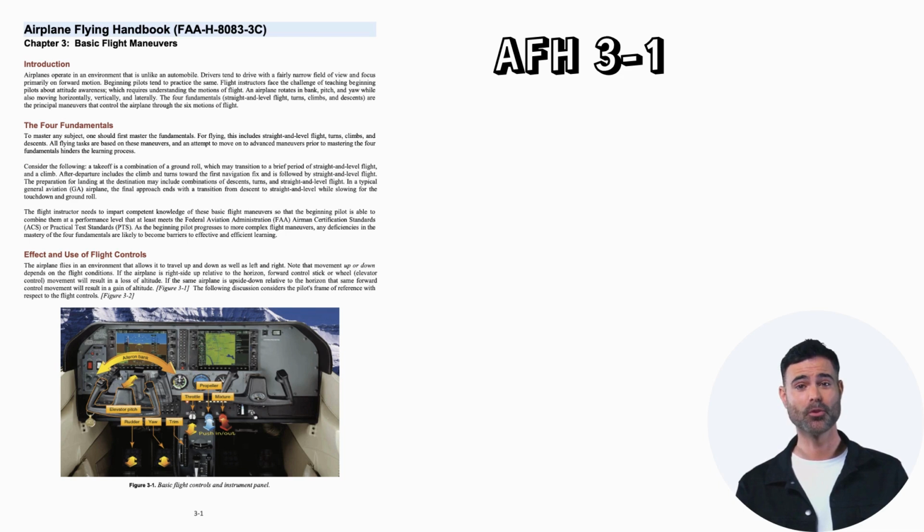Effect and use of flight controls. The airplane flies in an environment that allows it to travel up and down as well as left and right. Note that movement up or down depends on the flight conditions. If the airplane is right side up relative to the horizon, forward control stick or wheel elevator control movement will result in a loss of altitude. If the same airplane is upside down relative to the horizon, that same forward control movement will result in a gain of altitude. The following discussion considers the pilot's frame of reference with respect to the flight controls.